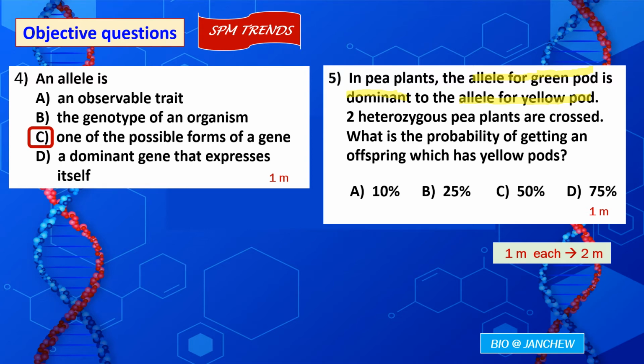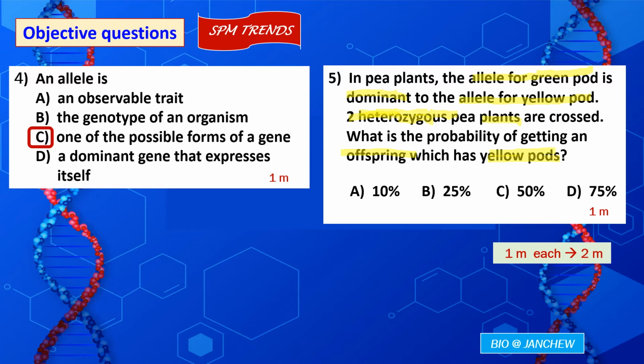Now, what plants are crossed? Two heterozygous plants are crossed. What do you mean by heterozygous? It means that the plant has one dominant allele and one recessive allele in each of its cells, okay, for that particular trait that we are studying. Alright, there's one dominant allele, one recessive allele. Now, what is the probability of getting an offspring which has yellow pods? Okay, we're talking about yellow pods in the offspring.